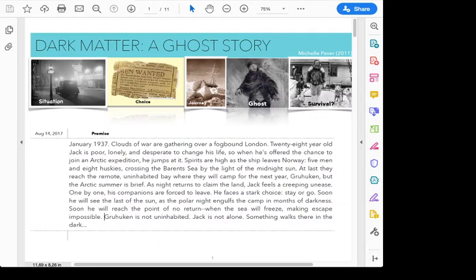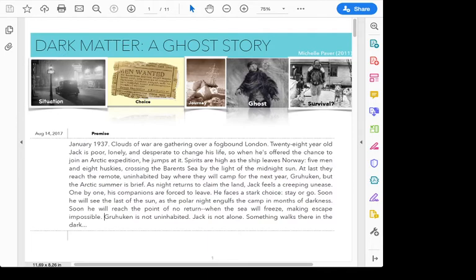At last they reach the remote, uninhabited bay where they will camp for the next year, Gruhuken. But the Arctic summer is brief. As night returns to claim the land, Jack feels a creeping unease. One by one, his companions are forced to leave. He faces a stark choice: stay or go.